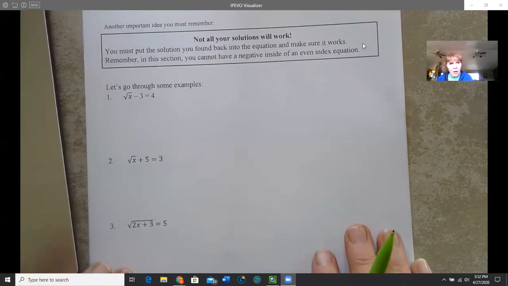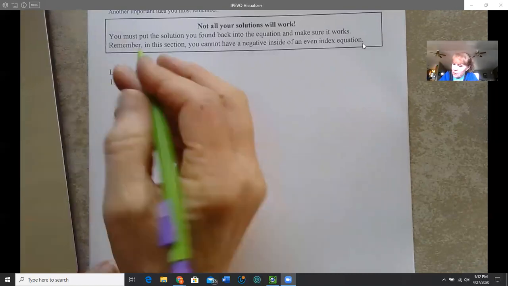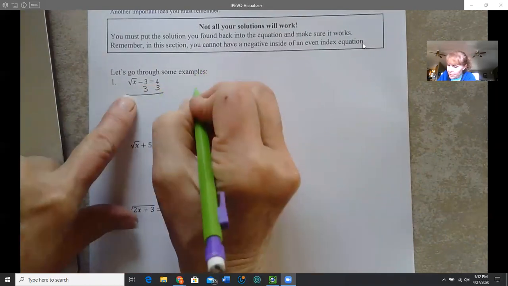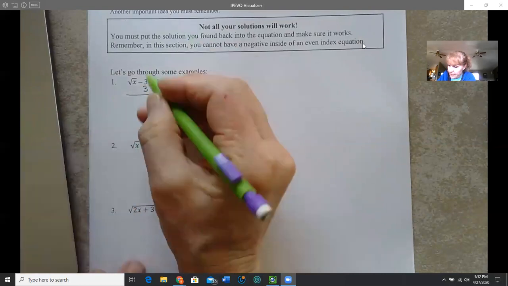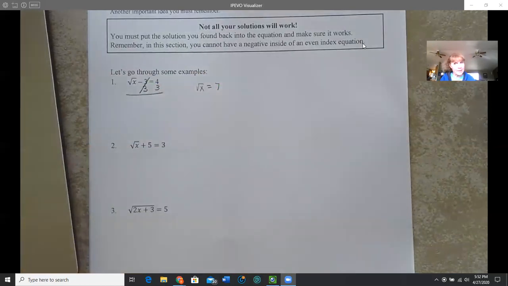Let's start. We have the square root of x minus 3 is equal to 4. Now, some of you may be able to figure this out without actually going through the steps, but we're going to go through the steps. The first thing, get the radical by itself on one side. So in other words, I need to get rid of the subtract 3. So you need to isolate your radical. So I'm going to add 3 to both sides. That leaves me with the square root of x on the left, that cancels out, as being equal to 7.